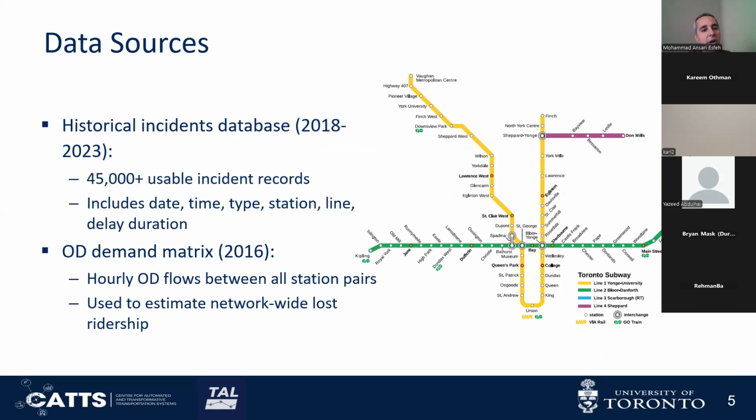For this study, we are relying on two main data sources. The first one is a historical incident database from 2018 to 2023. There are more than 45,000 usable incident records. For each incident record, we have date and time, the type of incident, station, line, and the duration of the delay. The second database is the OD demand matrix, which is derived from the 2016 Transportation Tomorrow survey, and it includes hourly OD flows between all station pairs. We use this data to estimate network-wide lost ridership due to the disconnection of OD pairs in a network during disruption.